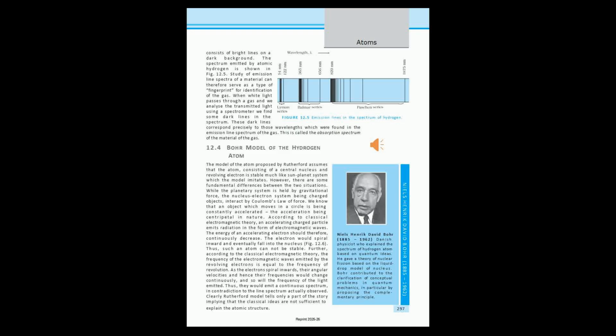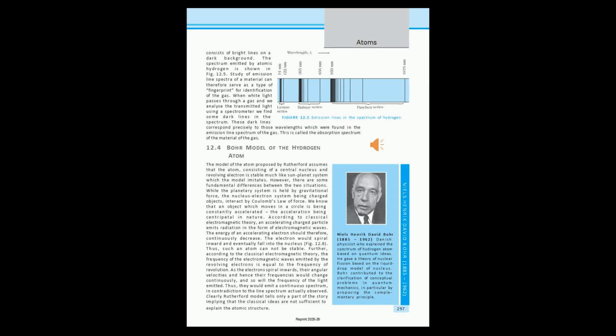Bohr model of the hydrogen atom. The model of the atom proposed by Rutherford assumes that the atom, consisting of a central nucleus and revolving electron, is stable much like the Sun-planet system, which the model imitates. However, there are some fundamental differences between the two situations. While the planetary system is held by gravitational force, the nucleus-electron system, being charged objects, interact by Coulomb's law of force.